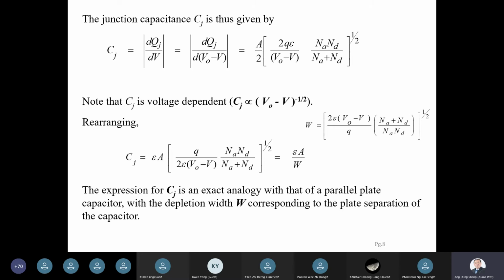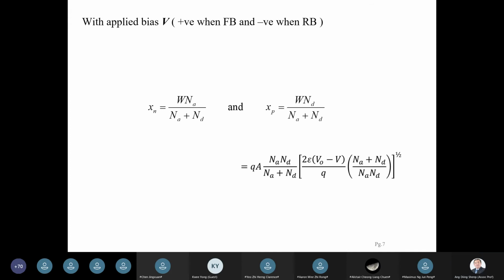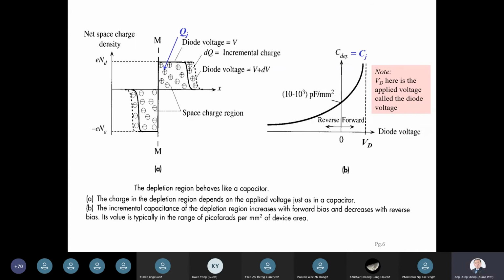So how do we make sense of this? Let me go back to this slide here and try to make sense of the result that we have just obtained. The junction capacitance is epsilon A over W. If you compare this expression to that of a parallel plate capacitor, W seems to suggest that it is representing some separation between two parallel plates present inside the PN junction. How does that work out?